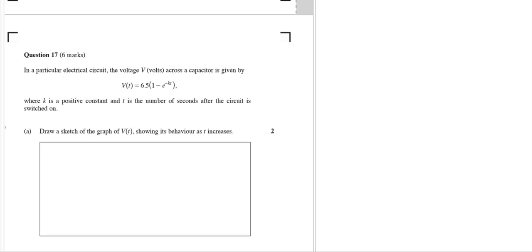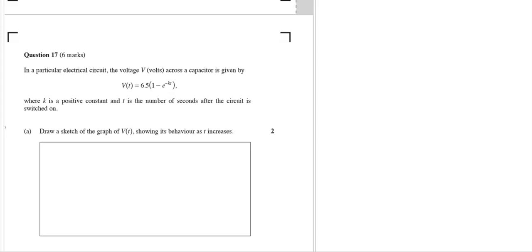Question 17. In a particular electrical circuit, the voltage V measured in volts across a capacitor is given by V of t equals 6.5 times (1 minus e to the minus kt), where k is a positive constant and t is the number of seconds after the circuit is switched on. Part A. Draw a sketch of the graph of V of t showing its behaviour as t increases. Pause here to try it yourself.